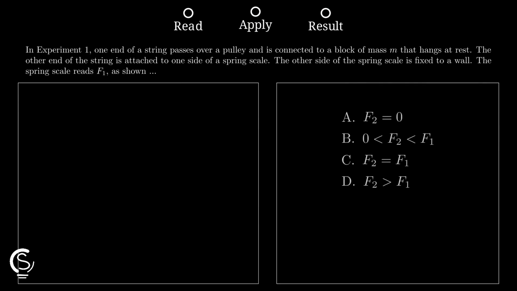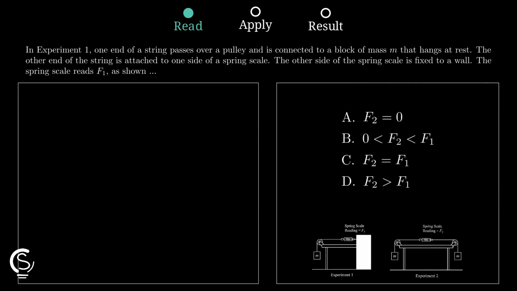In the first experiment, the hanging block is at rest, meaning the tension in the string must equal the weight of the mass. This tension is what the scale actually reads.